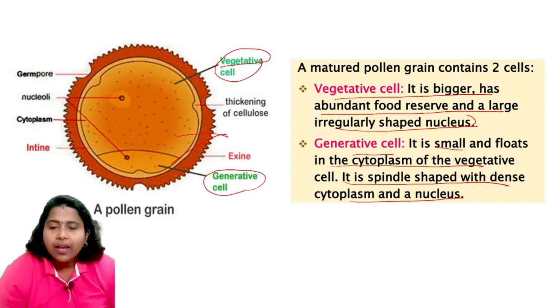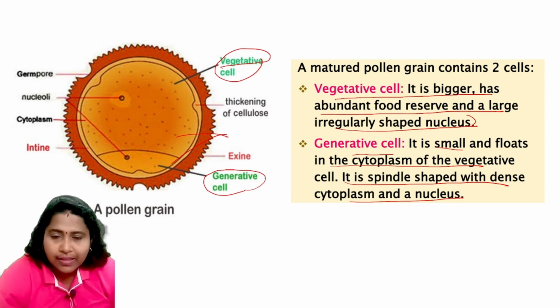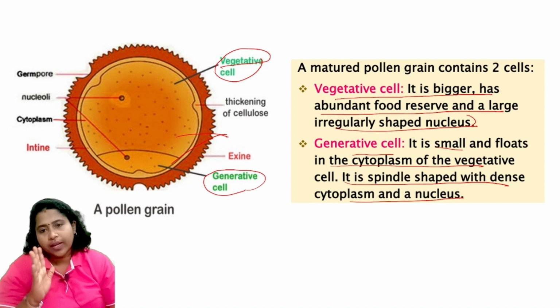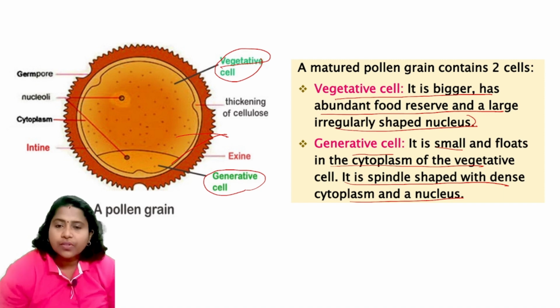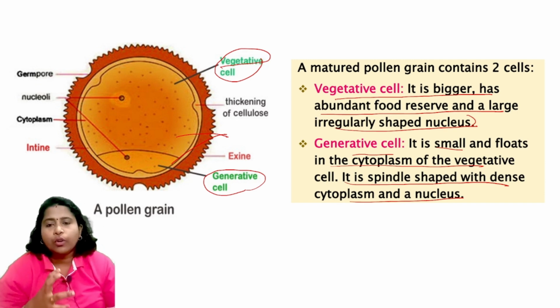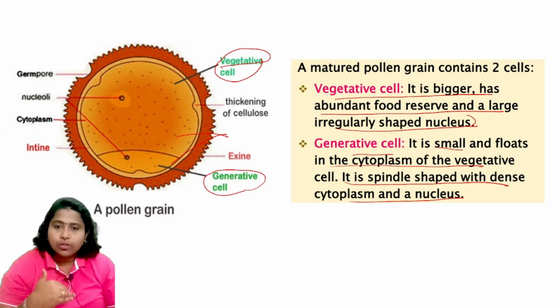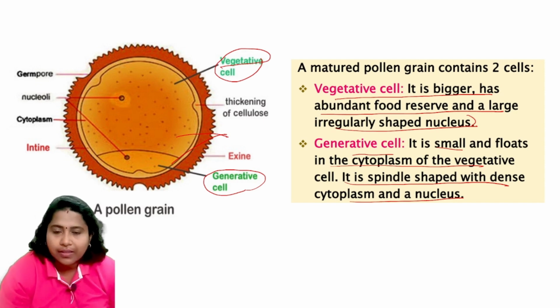Only remember one thing, the cells are not equal. One is bigger and the other is smaller. The bigger cell is called the vegetative cell. It contains a lot of reserve food material. The next one is called the generative cell, which usually floats in the vegetative cell.